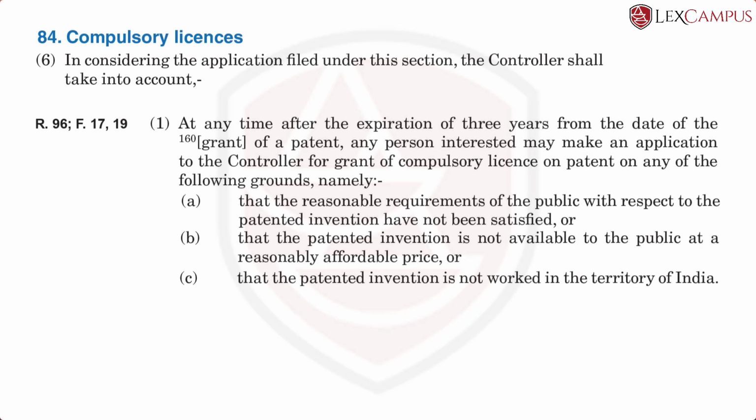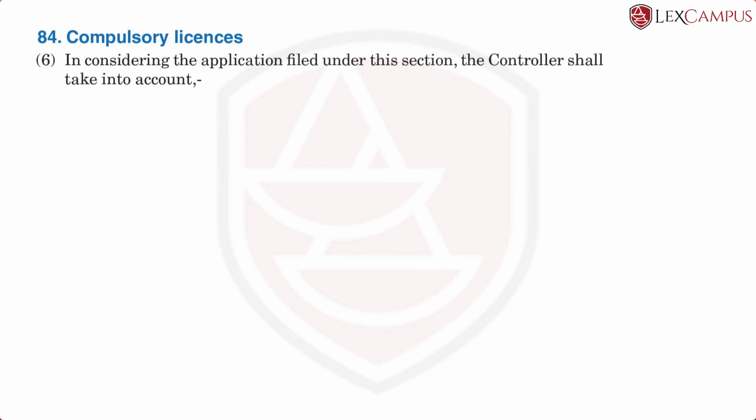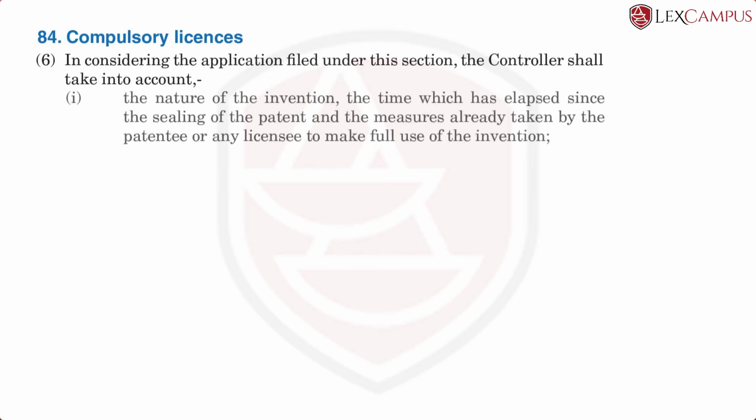Now, the controller, if he has to grant or reject the application, will take into account the following things. 1. The nature of the invention, the time which has elapsed since the sealing of the patent. The sealing of the patent is redundant because it was an earlier practice where patents, before they were granted, were sealed. It was a separate administrative action, sealing, but it has been removed in every other part of the Patents Act except this place. So, the word sealing of a patent still appears here. It's an appendage that just still hangs over.